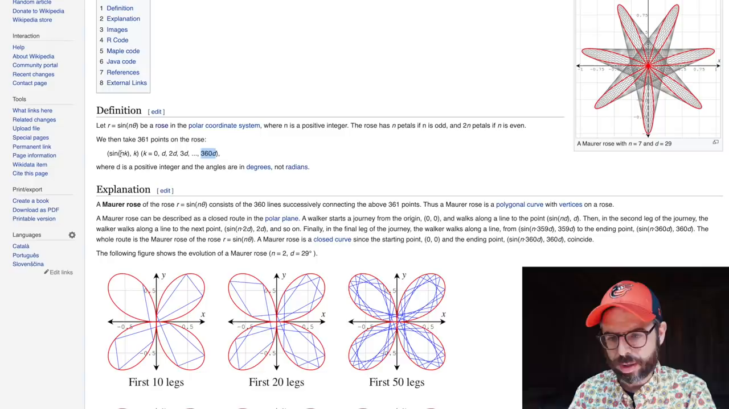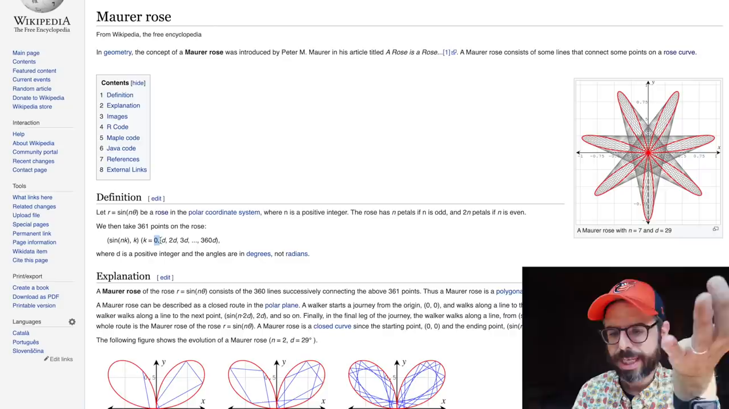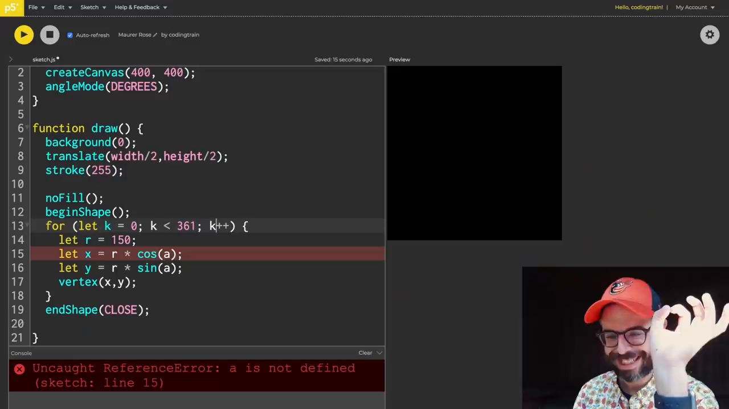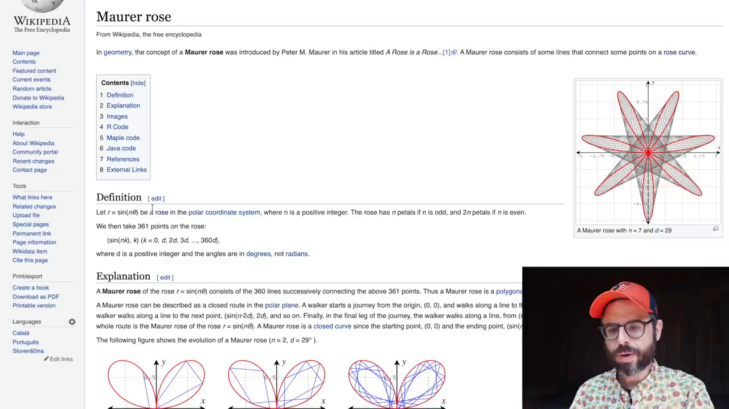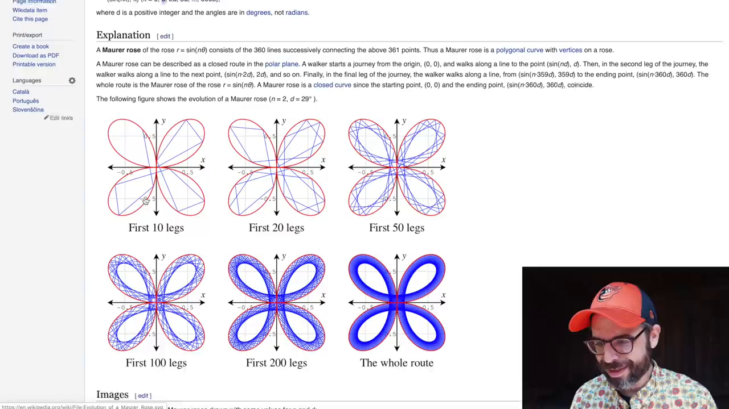What's n? Oh, n is, and k is this. Oh, I need a d, sorry. Okay, I've got this. So this is not actually k. Let's just call this i. There is no indication. i is standing in for 0, 1, 2, 3. So I need a parameter n. What are the things? Oh, right here. n is 2, d is 29.